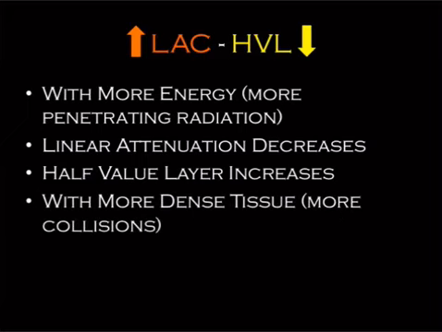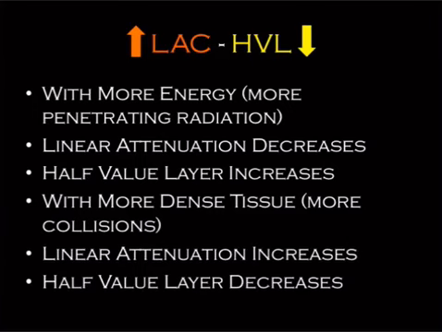And then the opposite's true. If you're encountering more dense tissue, more collisions, so this is like being filtered, the half-value layer is decreasing and your linear attenuation is increasing as it goes through more difficult-to-penetrate material, so more collisions are happening. So just remember that those are sort of opposites of each other, and then depending on how the question is written, you'll understand that relationship.